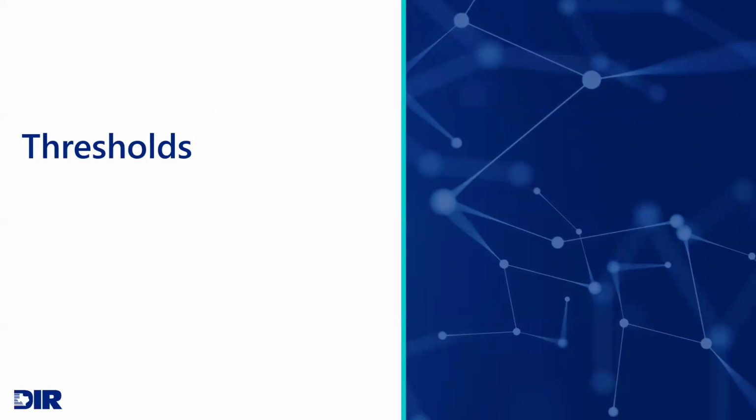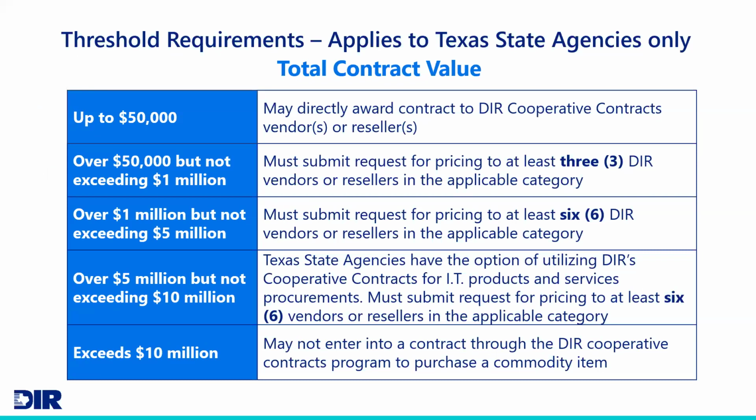A couple of quick things on procurement thresholds and how those apply to Texas state agencies. Again, these apply to state agencies only. A couple of things to remember: if your contract value for IT procurements is up to $50,000 in value, then your agency can award to a cooperative contract vendor or reseller of your choice. If your total contract value is over $50,000 but does not exceed $1 million in value, state agencies must request pricing from at least 3 DIR vendors or resellers in the applicable category.